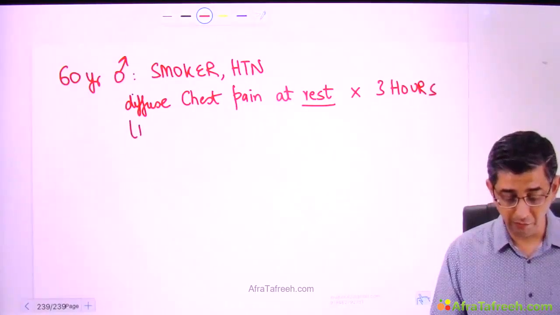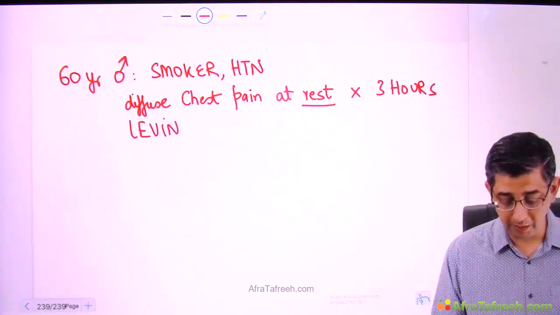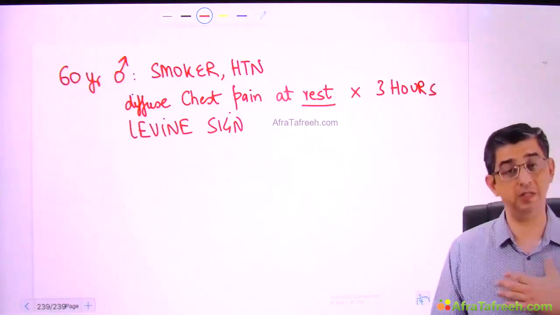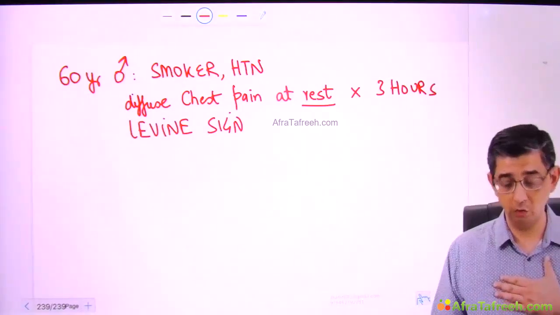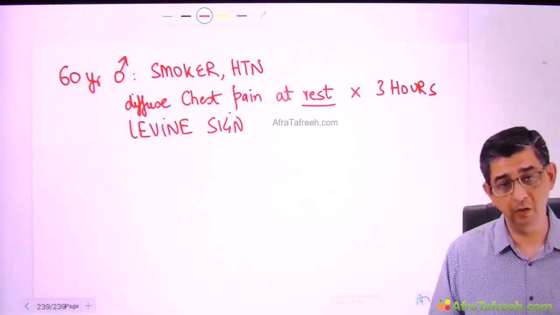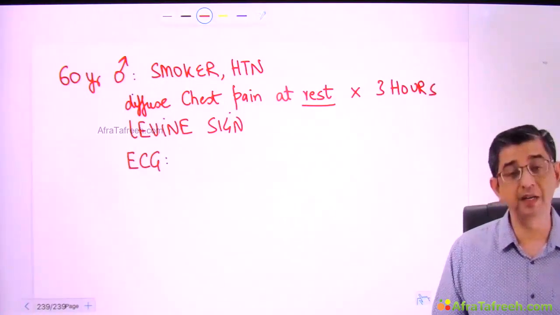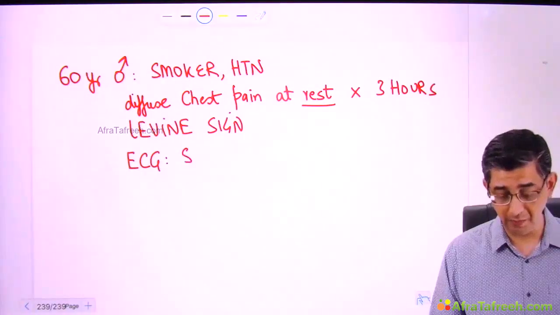The point is, whenever a question will deliberately describe Levine sign to you, the meaning of the word Levine sign is diffuse chest pain. The person will put his hand on his chest like this. You will obviously be tempted to think in terms of myocardial infarction, but then you will have to look at the ECG findings in this particular case and compare it with MI.